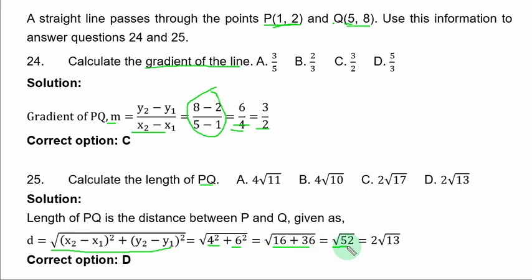The answer is expressed in short form. So you look for a factor of 52 that is a perfect square. That is 4 times 13. And root 4 is 2. So you have 2 root 13. D is the correct option.